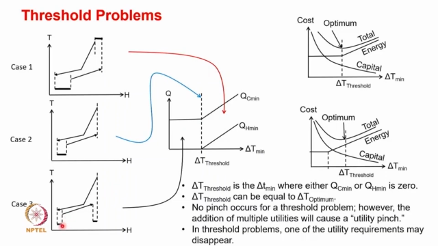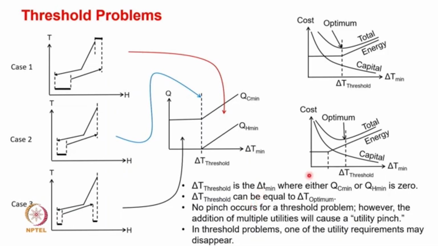Your QC min in these two conditions would be the summation of the QC min at this point plus at this point. So what are we trying to say? Your delta T threshold is the delta T min when either QC min or QH min is 0. Here we can see that the QH min is 0. You have moved the curve in such a way that the overlap is complete at the hot side, so your delta T threshold can be equal to delta T optimum.